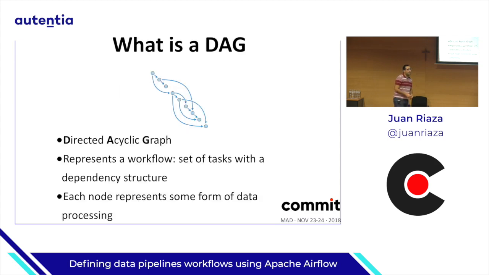So what is a DAG? This is pretty much maths. It's a directed acyclic graph, and it represents a workflow that's a set of tasks with a dependency structure. And each node represents some form of data processing. So if you have studied maths at university, you might already know what a directed acyclic graph is. So it does make sense for how we represent a workflow.